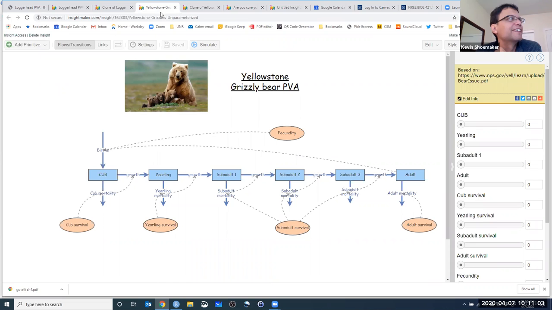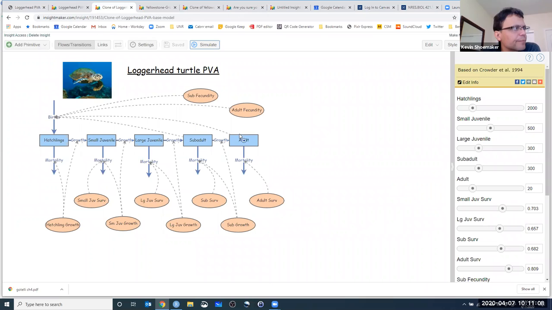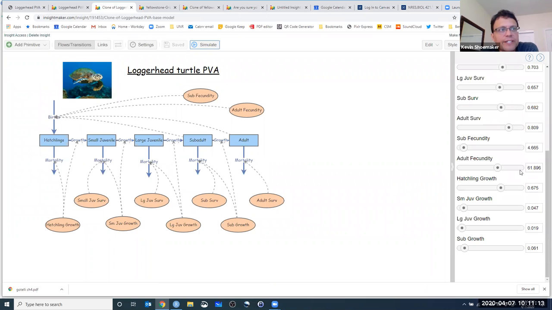So the clone of loggerhead. Okay. So now we can go into fecundities and double them, for instance. What if I were to double the subadult fecundity? It's going to be essentially 9.2, and this is going to be 122 or 123 or something like that.